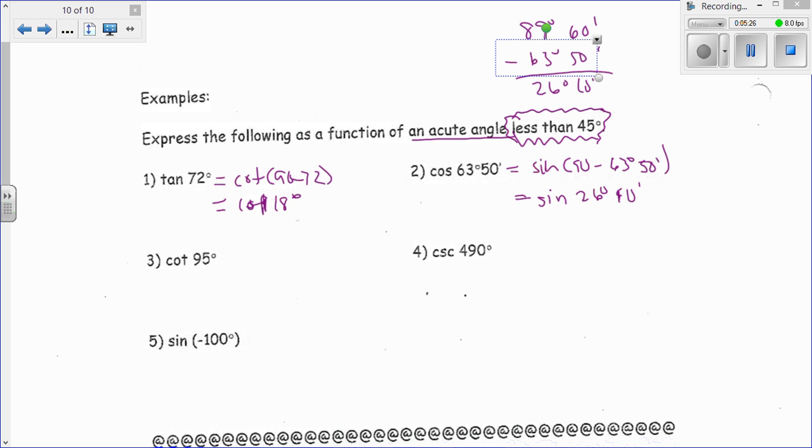Cotangent of 95 degrees. Well, that puts me in quadrant 2. So what I need to do is find my reference angle.